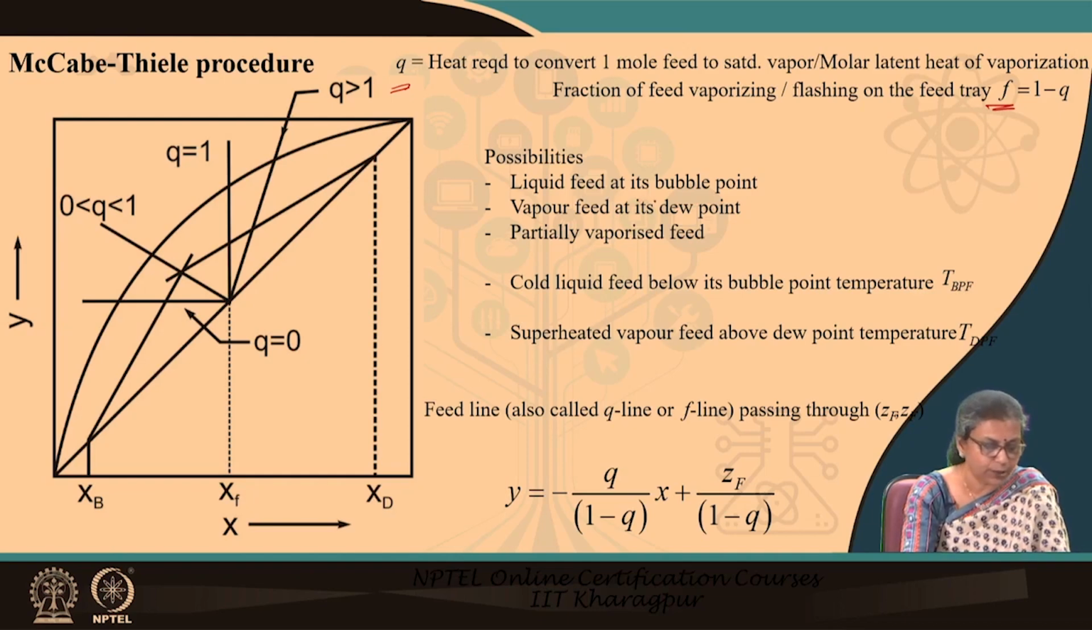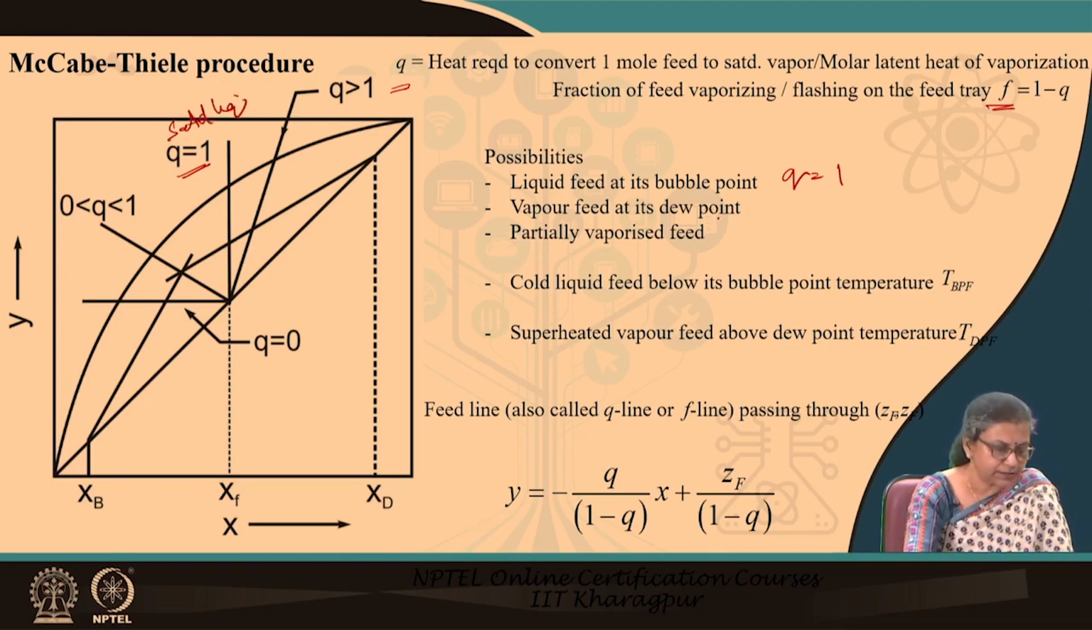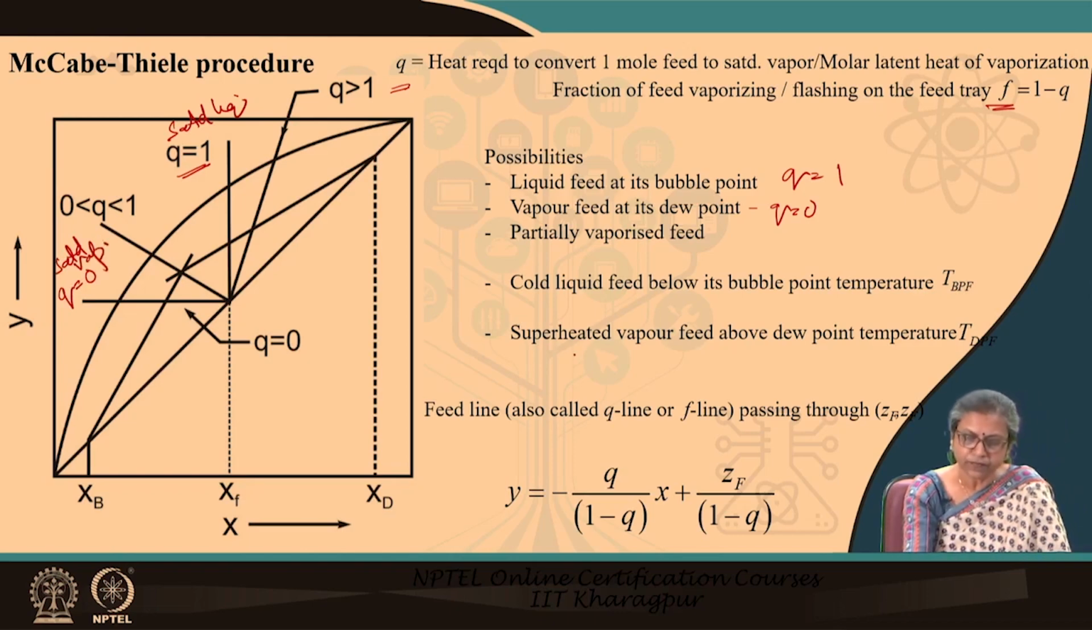For example, if we have liquid feed at its bubble point, we have Q equals 1. So, this corresponds to saturated liquid. If we have vapor feed at its dew point, under that condition quite naturally we will have Q equals 0. So, this corresponds to saturated vapor. If you have partially vaporized feed, what will you expect? Quite naturally Q will lie between 0 and 1, right.